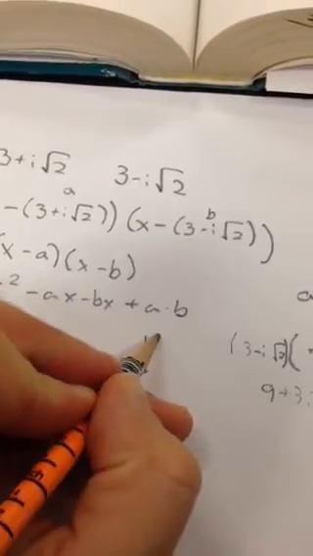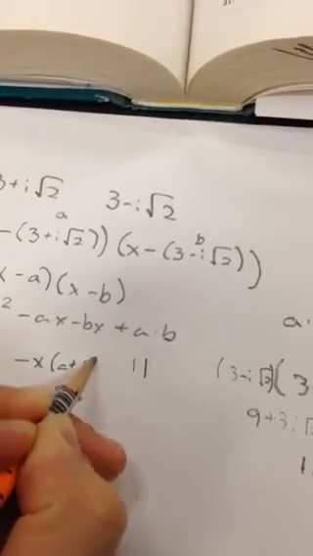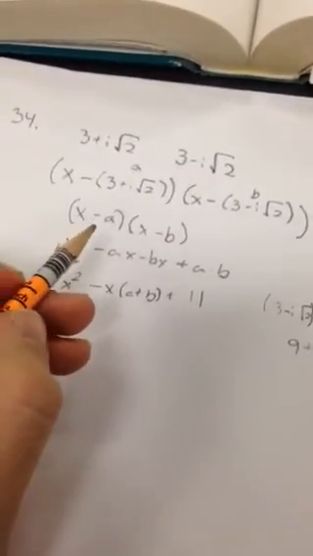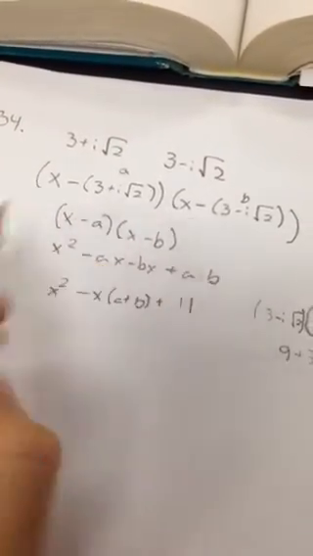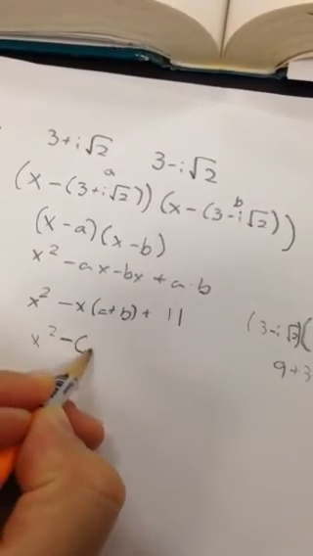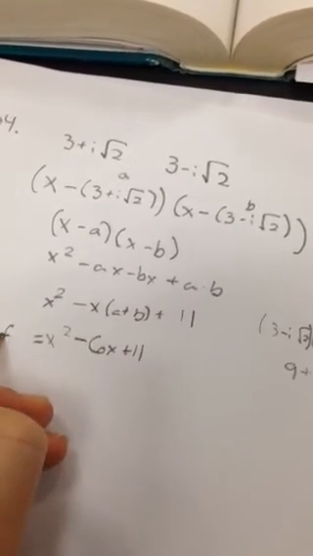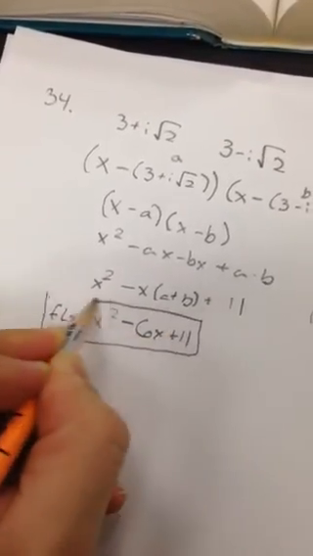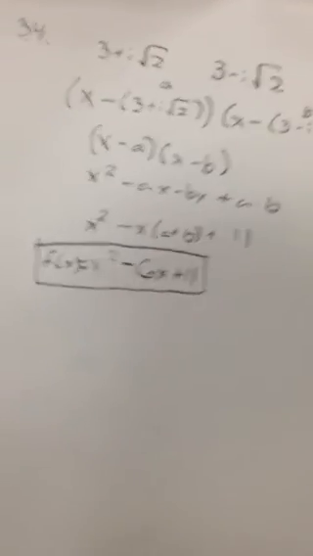So that's this part here. This here, when we factor out the negative x, is a plus b. So we can go ahead and take a plus b. 3 plus 3 is 6. So we have x squared minus 6x plus 11, and that's what this function is. If you went into the Pythagorean theorem, you'd find that quadratic equation.